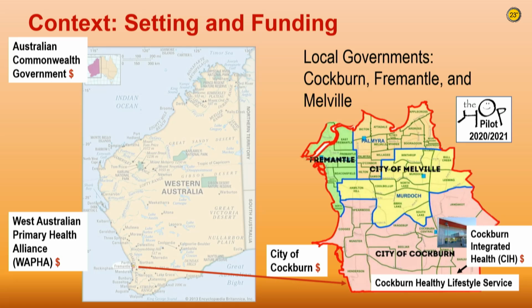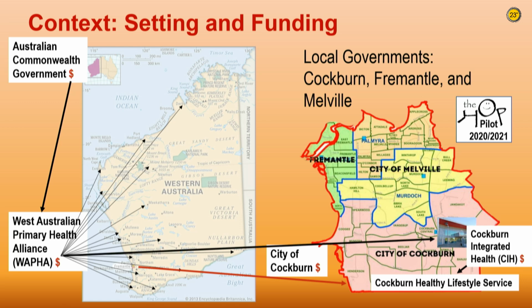Oh, sorry, I'm pressing the wrong button. So I'm just going to skim through this because everybody always wants to know who paid for all of this. Essentially, I'll just zip through. The Australian government essentially funded the HOP program, but it went through the West Australian Primary Health Alliance. Does everybody know where Australia is? Okay.